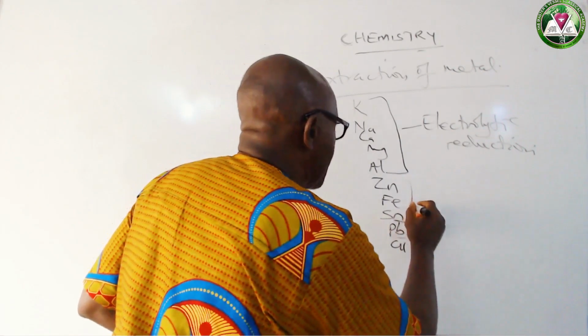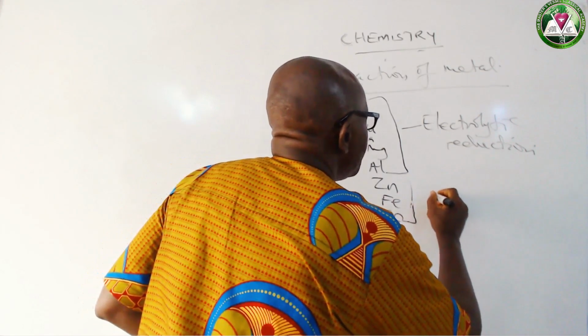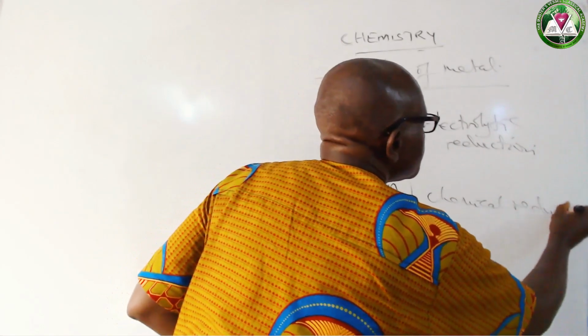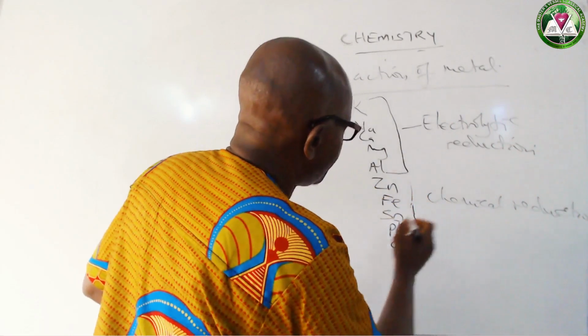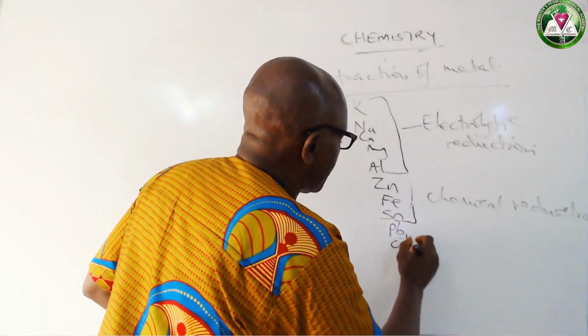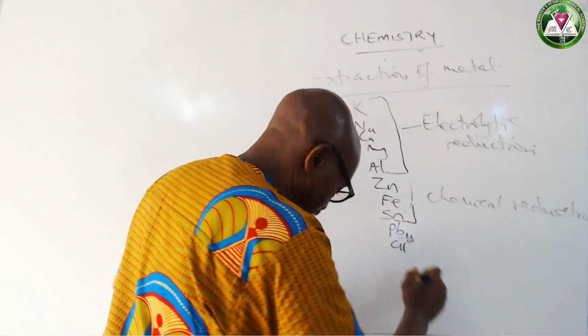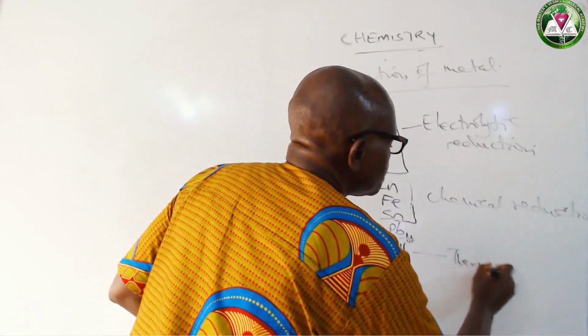From zinc to lead or even to tin is done by chemical reduction. Then you know you have hydrogen here. Then from copper down is done by thermal reduction.